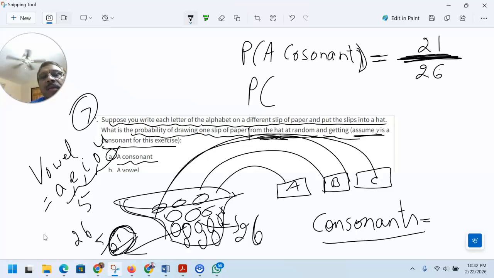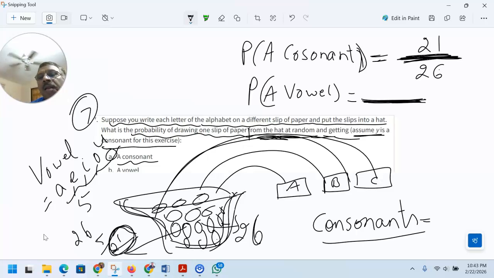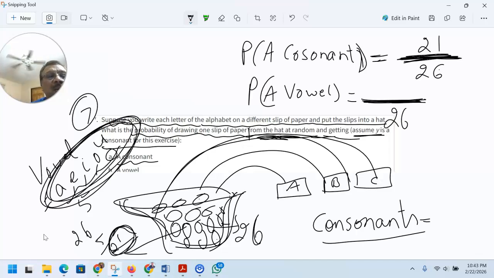But if the question is, what is the probability that when you pull out a slip you end up getting a vowel? The first step is the ratio. The total number in the sample space means the hat contains 26. And from there, you're picking any one of these vowel letters, right? So there are 5 of them, and you're done.